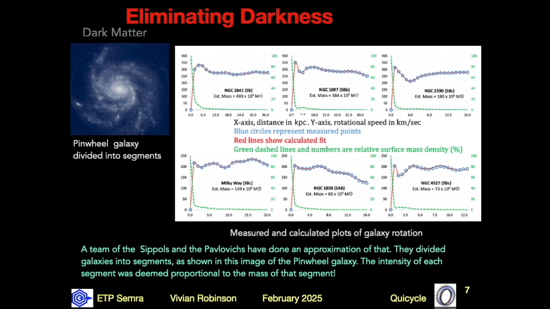In these plots, the vertical scale is speed in kilometers per second. The horizontal scale is distance from the rotation center in kiloparsecs. A kiloparsec is 3.26 thousand light years. The blue circles represent measured points. The red line is the calculated fit. The green dashed line shows the relative mass compared to the maximum mass for that galaxy. But the overall agreement in this selection is good.